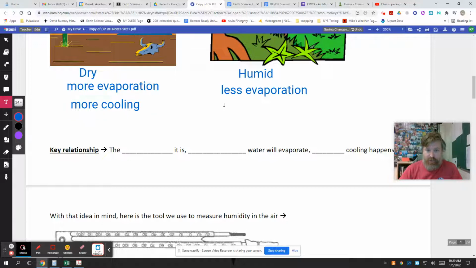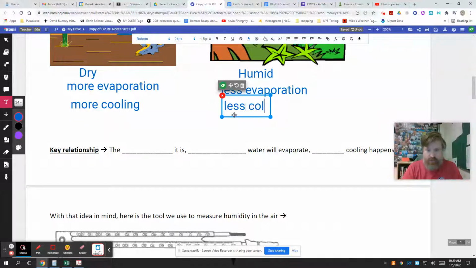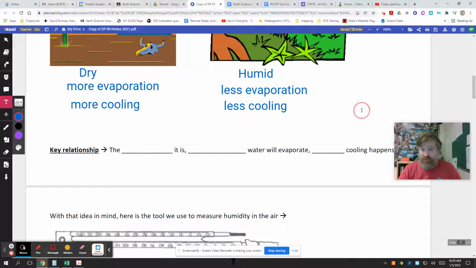And if there's less evaporation, that means there's going to be less cooling. So what this very clever person did was say, I just measure how much cooling takes place with a thermometer, then I can, in a relative sense, tell if it's drier or more humid. And if you do that and you slap it together with a reference table, surprise, surprise, then you got yourself a way to measure humidity.